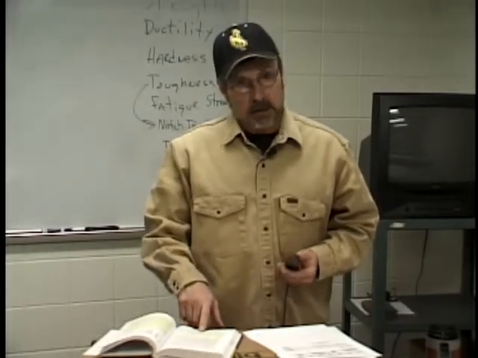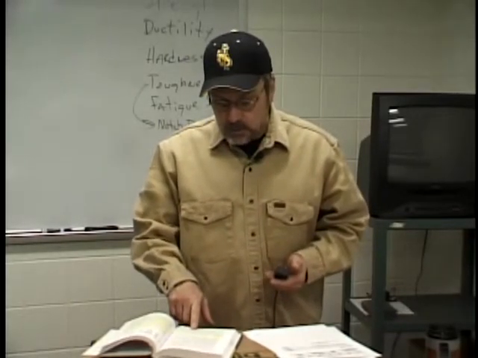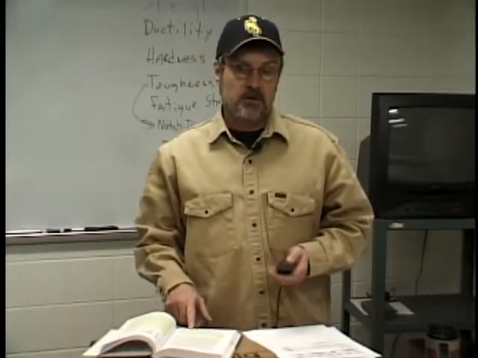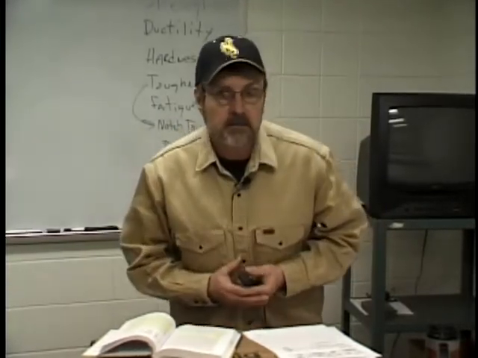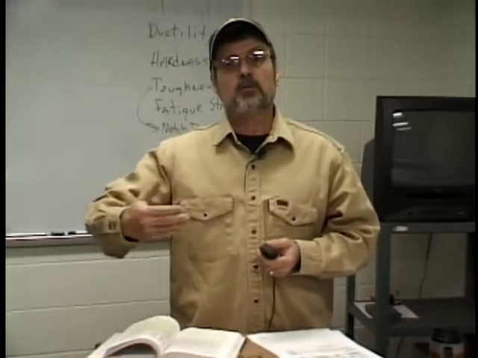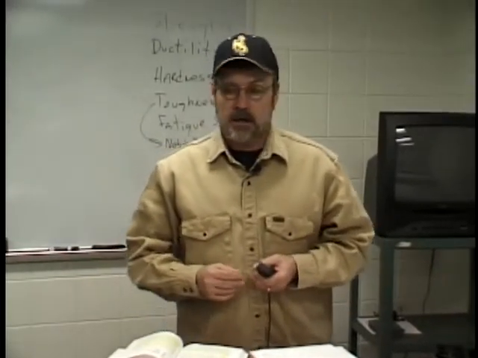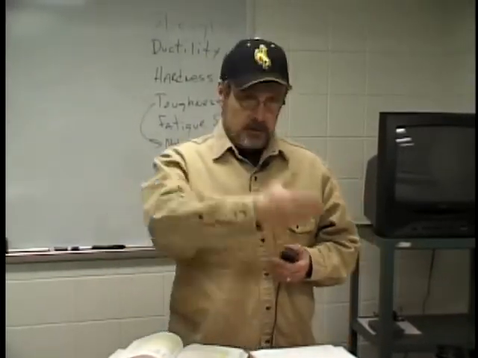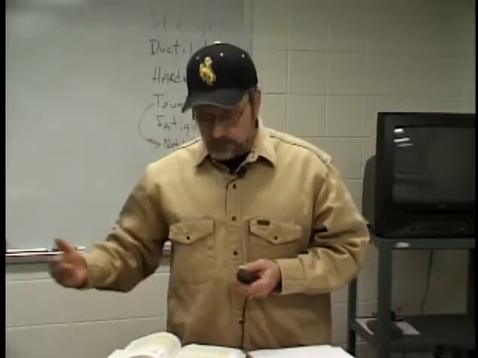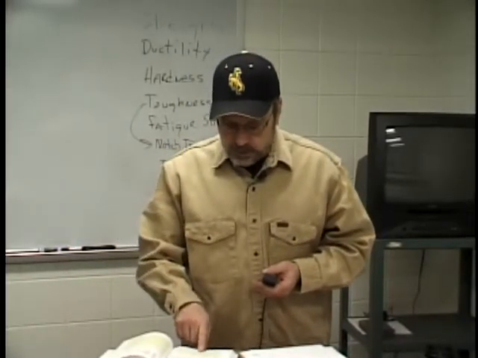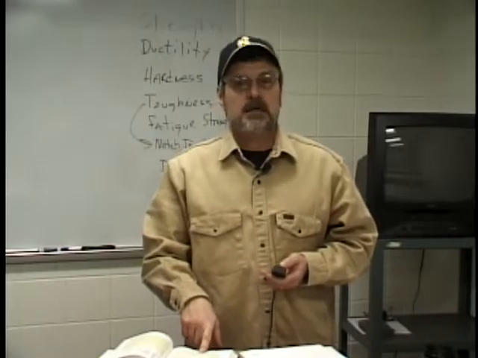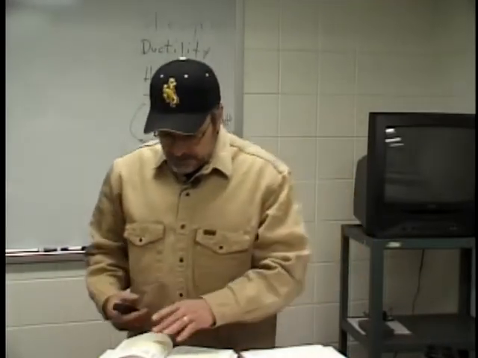If it's a 10, it's a carbon steel. If it's a 20, it has 0.2% carbon to it. So if you have a 1015 steel, then you have a carbon steel with 0.15% carbon to it. If you have a 1030 steel, then you have a carbon steel with 0.30% carbon to it. So know that AISI stands for American Iron and Steel Institute.